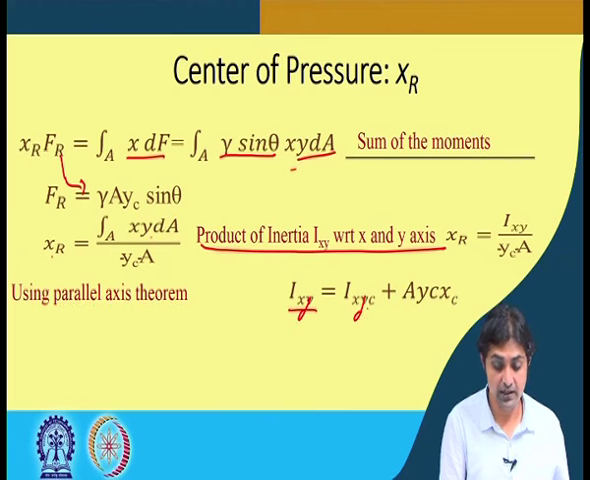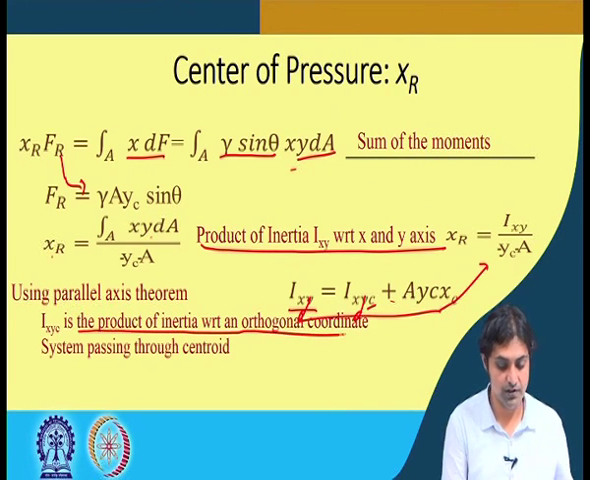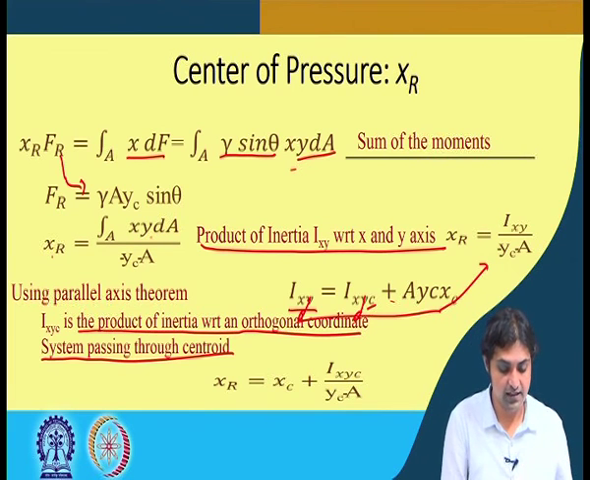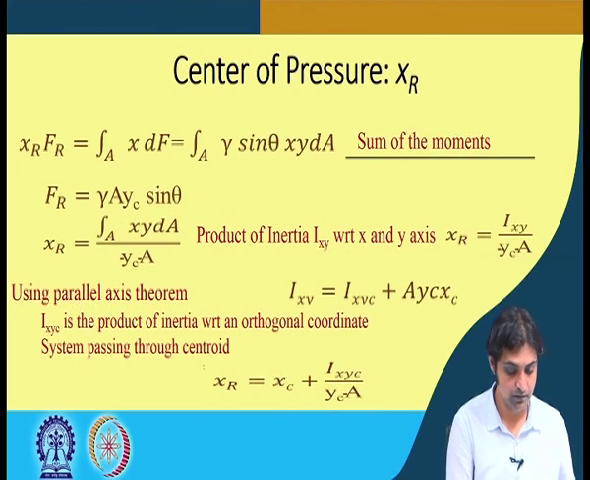So we can write Ixy is equal to Ixyc plus A yc xc. If we put this in this equation, here Ixyc is the product of inertia with respect to an orthogonal coordinate system passing through the centroid, and therefore XR can be written as xc plus Ixyc divided by yc into A. So this is xc here. So this is an important result here.